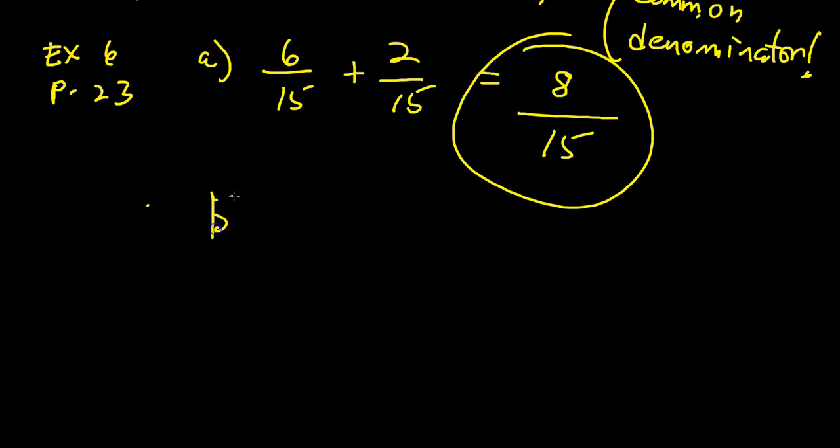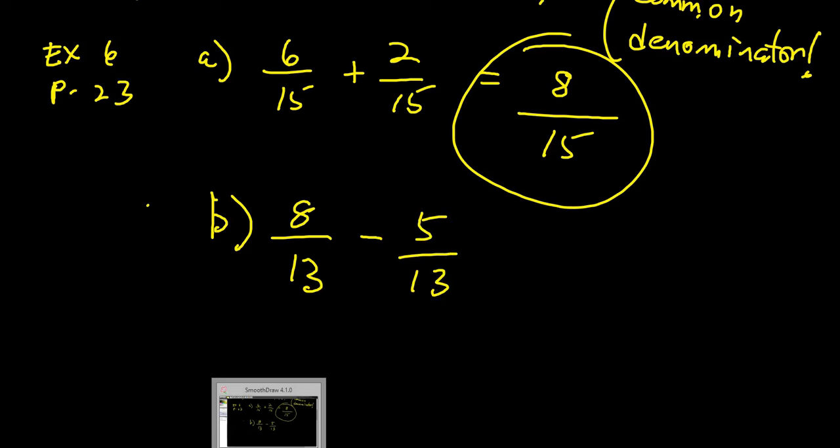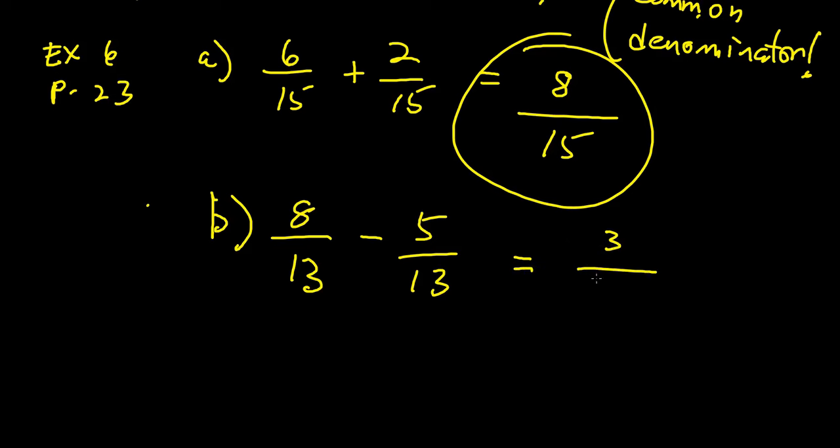All right, that's what we do when the denominators are the same. Let's try subtraction. B, we'll say 8 13ths minus 5 13ths. Here it's a subtraction, but again, we need a common denominator, and it is a common denominator. We'll just subtract the numerators as indicated and retain that common denominator. So I've got 3 13ths.